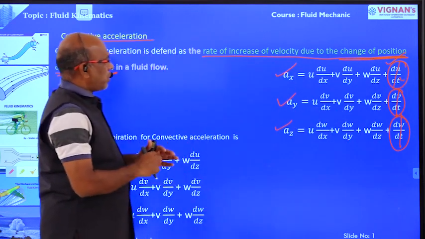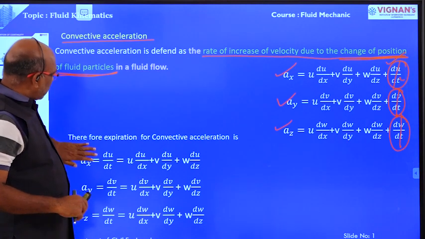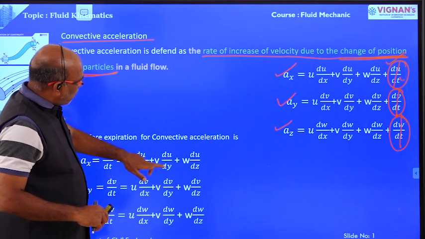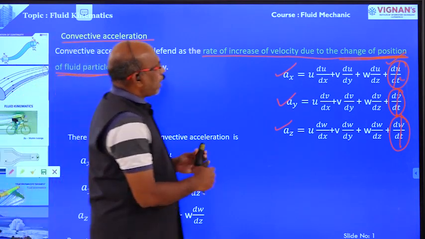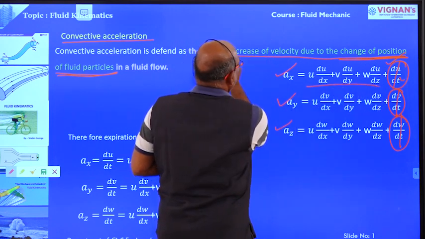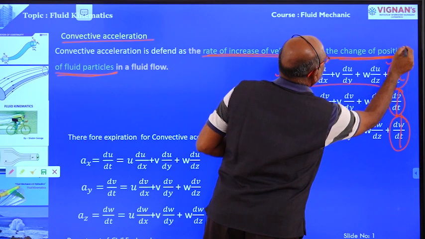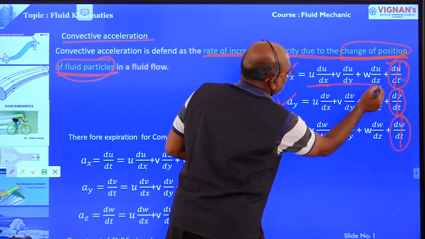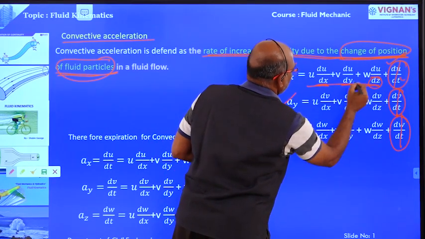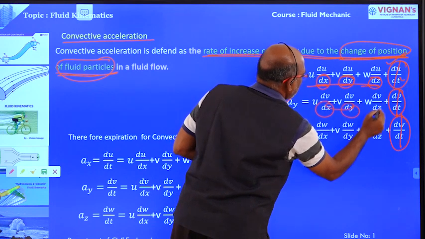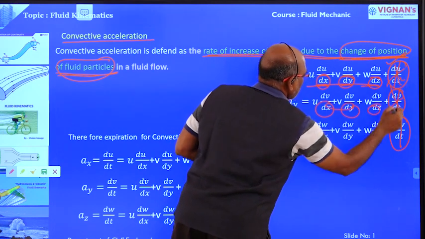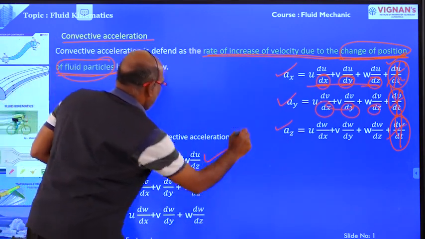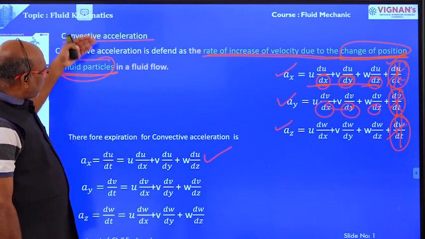Therefore convective acceleration in x direction, ax is equal to u into du by dx plus v into du by dy plus w into du by dz, because the rate of increase of velocity is due to change of position of fluid particle. That means it only depends on the directions, the x distance, y distance, these positions. The increase of velocity depends on the position, not on time. Therefore the last terms are neglected. This is the acceleration in x direction in case of convective acceleration.